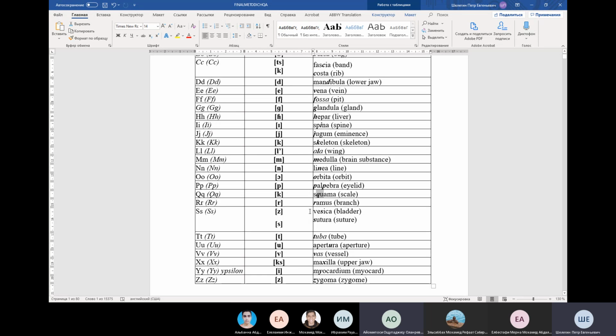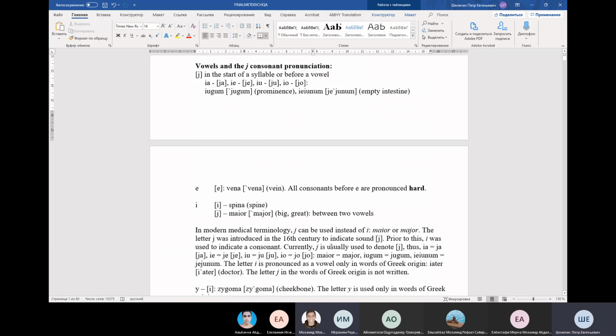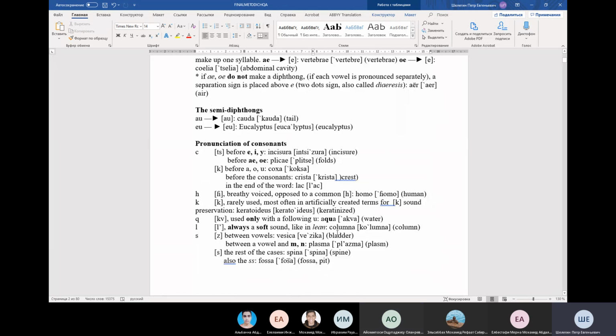Applying to the alphabet, there are some rules of consonant pronunciation. The first one concerns the letter C, which can be read two ways, as ts and as k. The case where we should read it as ts is the position before E or epsilon. This rule is very important and a lot of students make mistakes in this rule. Like in the word incisura, incisura.